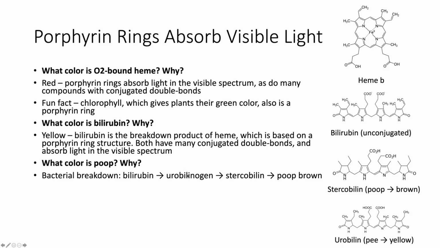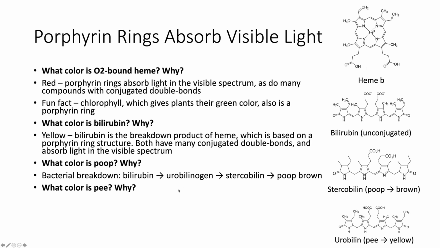Because you have bilirubin that's broken down into urobilinogen. Bacteria break bilirubin to urobilinogen, and from urobilinogen to stercobilin. So stercobilin is the brown thing. You can see it's very similar to bilirubin. It's extremely similar, and also has a lot of the conjugated double bonds. Double bond, single bond, double bond, single bond, double bond, single bond, double bond. Cool. So what color is pee and why?